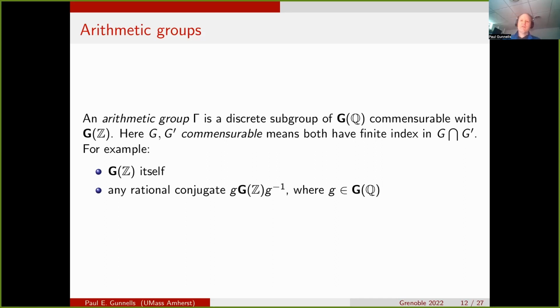Okay, so for example, we could take G(Z) itself, just take all the integral solutions to those equations, and they give you a subgroup, and that is an arithmetic group. Or I could take any conjugate. So you might think, well, why don't I just take subgroups of G(Z)? Well, it's sort of easier technically to allow yourself to have more flexibility and to have this commensurability definition. But if you want, most of the time, we're really just going to be working with subgroups of G(Z) anyway. But here's another example.